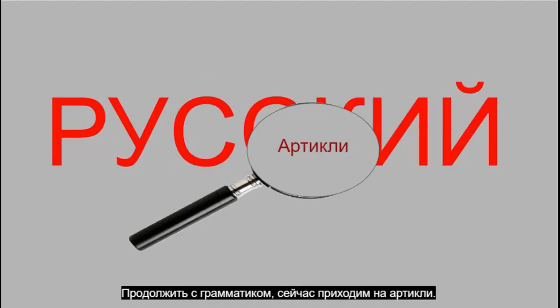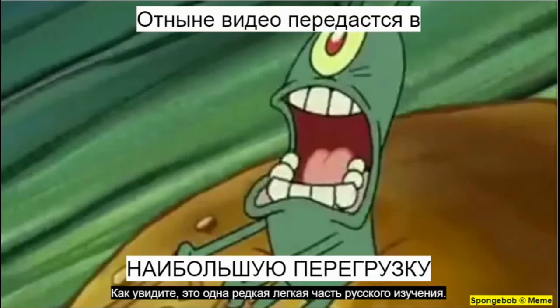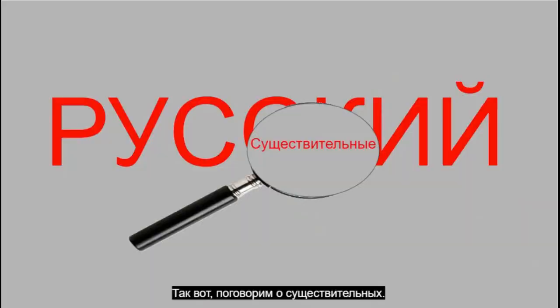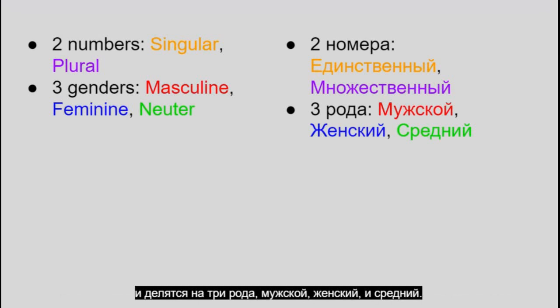Continuing on with the grammar, now we get to articles. Okay then. Yeah, Russian doesn't have articles. As you're about to see, this is one of the only bones that Russian throws to learners. Anyway, let's talk about nouns. Russian nouns are inflected for two numbers, singular and plural, and are split into three genders: masculine, feminine, and neuter.